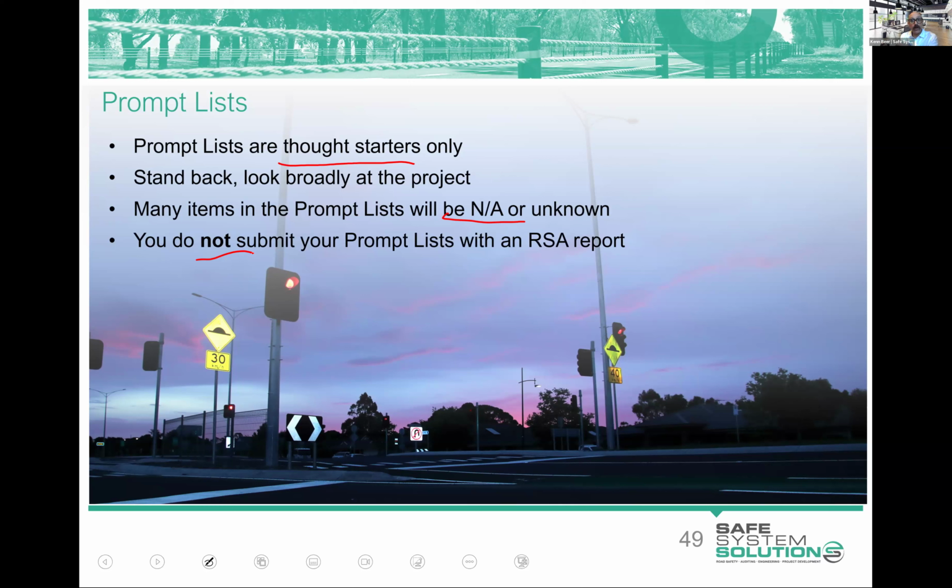The audit report only has the things that you believe represent the possibility of injury or death to a member of the public or a worker associated with road crashes. But that's all you hand in. You don't hand in these prompt lists like some sort of checklist to prove you've thought about a whole lot of things.